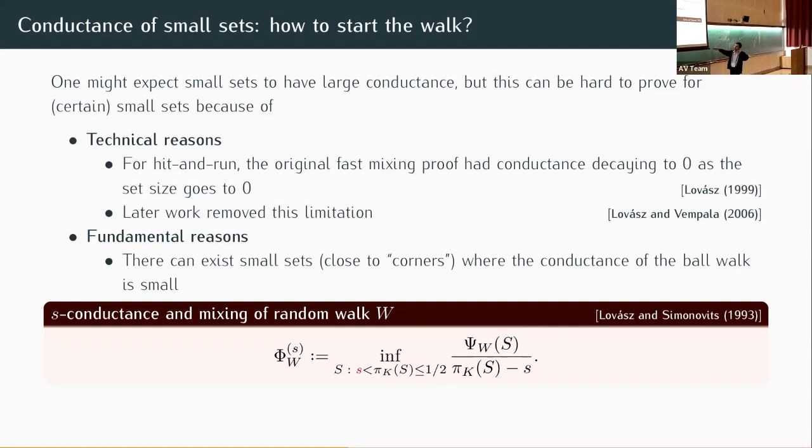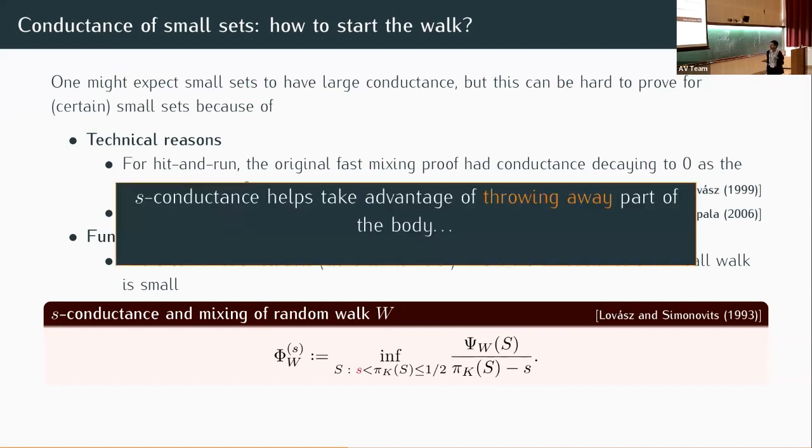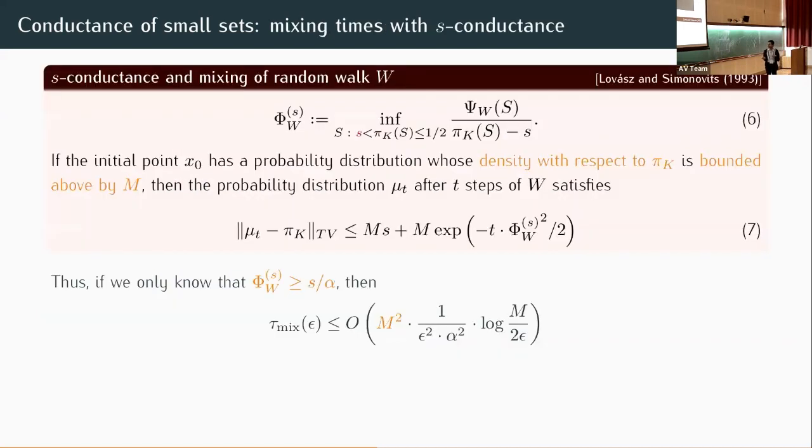But the point is that you stop at some S, maybe because your conductance is becoming very bad for small S, and so you're trying to throw away those bad sets, and then take some expression that is similar to the usual conductance. So S conductance helps take advantage of throwing away part of the body, these small parts like the corner which were causing you trouble, but it comes at a cost. So what is the cost?